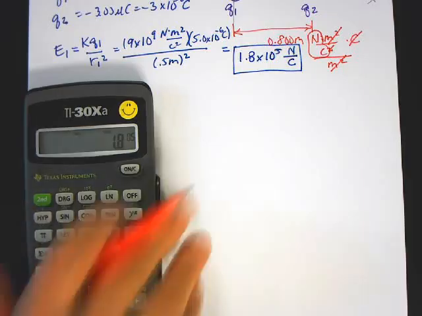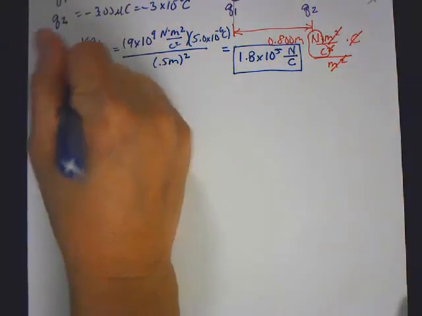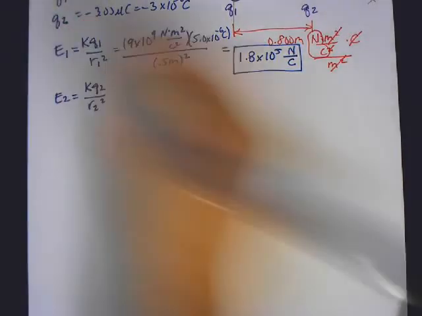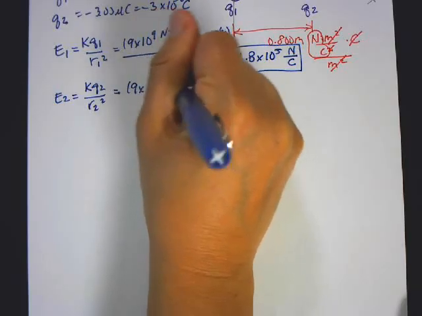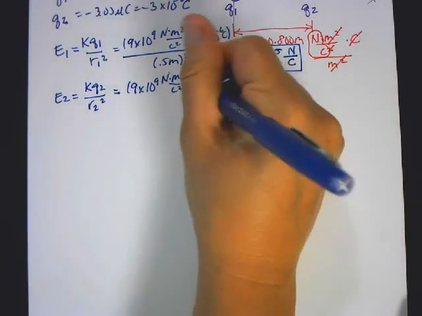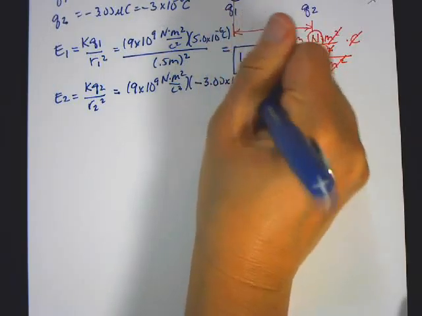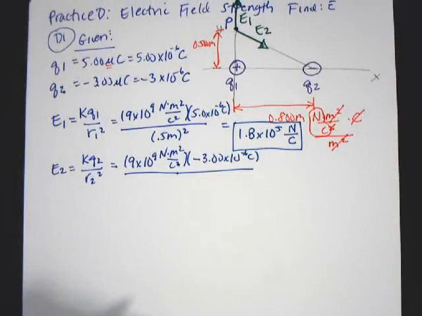Okay, now I'm going to calculate E2. So E2 is equal to K Q2 over R2 squared. So that's equal to 9 times 10 to the 9 newton meter squared per coulomb squared times negative 3 times 10 to the negative 6 coulombs divided by the distance between them. Wait a second, let me look at my picture. Do I know what this distance is?